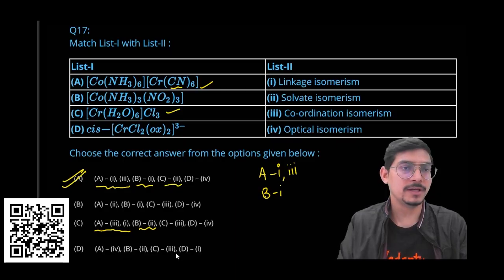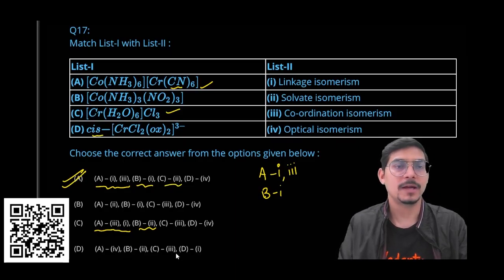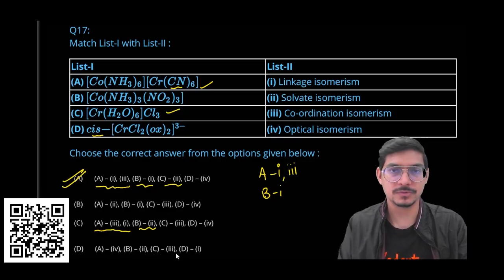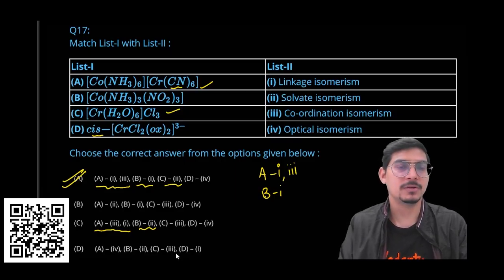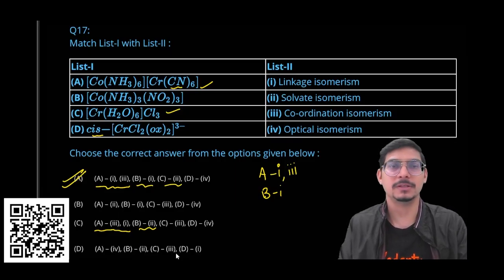In option D, we have the cis isomer of this complex CrCl2Ox2, and we know that this shows optical isomerism, right? Because the trans form has a plane of symmetry, that is optically inactive, and the cis form does not have symmetry, so the cis isomer of this complex would be optically active. So D matches with fourth, hence option A indeed is the correct answer.